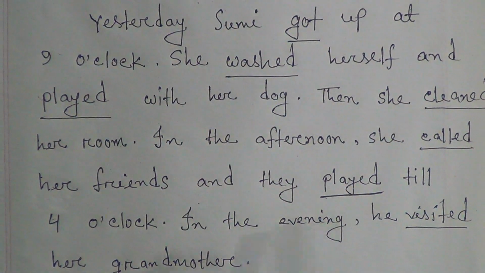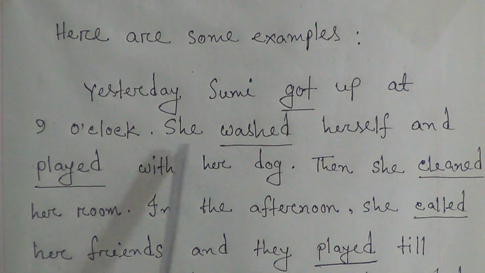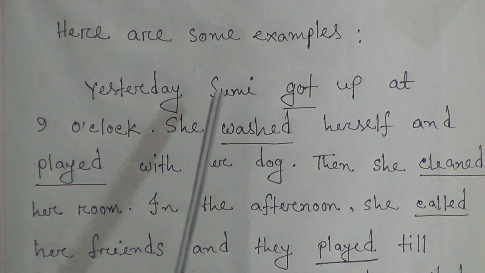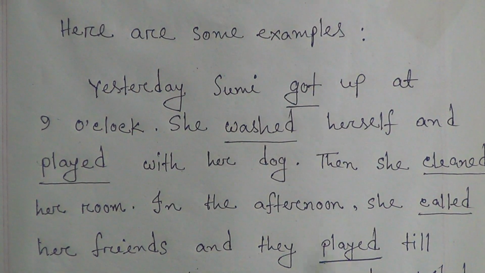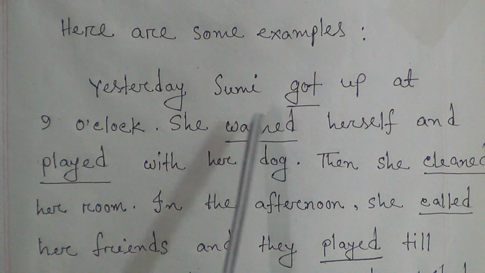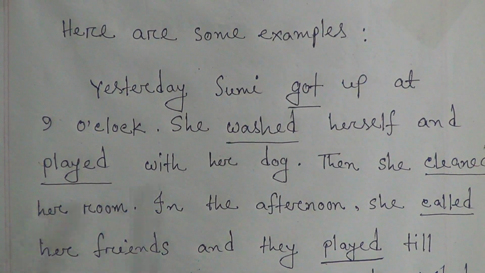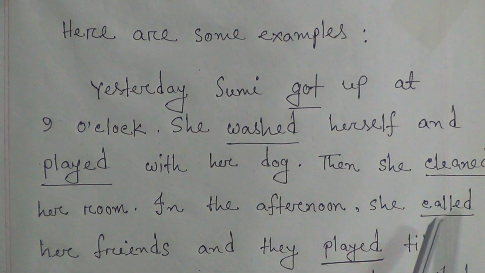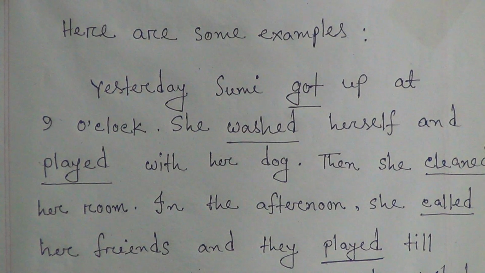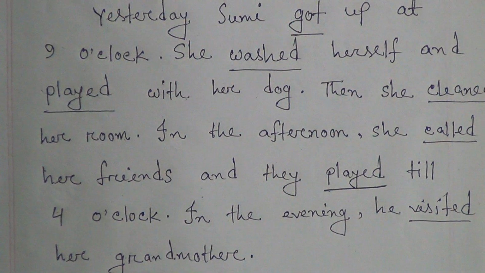Students, follow the underlined words very carefully. Each underlined word is an action verb. So what is an action verb? An action verb expresses physical activity. Here we notice got, washed, played, cleaned, called, visited. Okay, that indicate physical activity and that happened in the past.